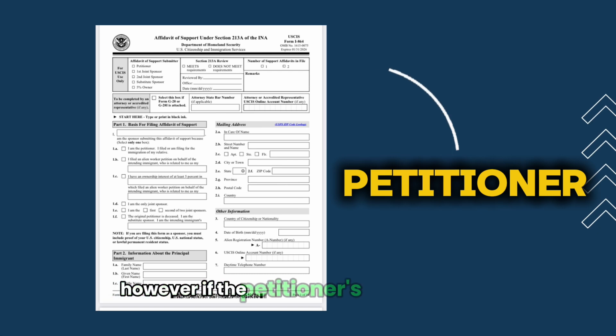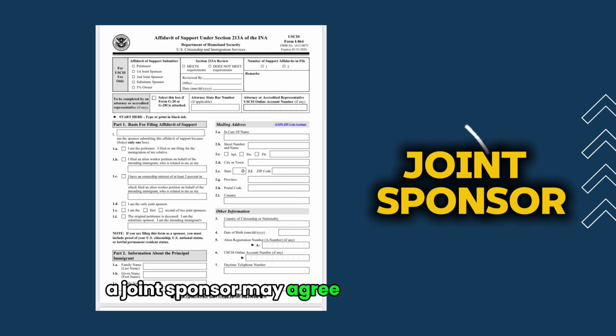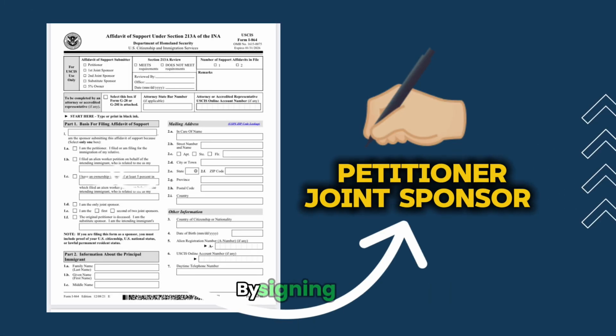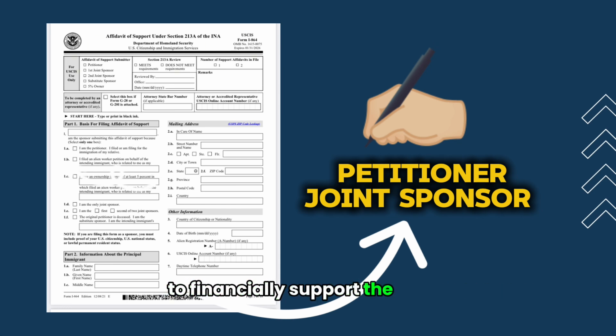However, if the petitioner's income is insufficient, a joint sponsor may agree to also complete an I-864 on the applicant's behalf. By signing Form I-864, the petitioner, including any joint sponsors, is agreeing to use their resources if necessary to financially support the beneficiary and any dependents.